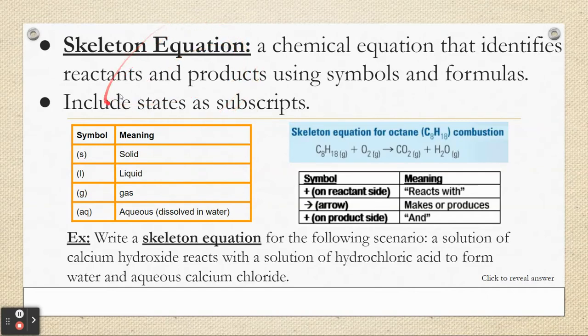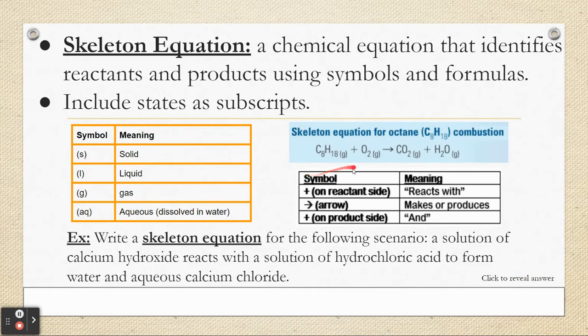And then we'll also do some examples of writing what's called a skeleton equation. So a skeleton equation is where rather than use words, you use the symbols and formulas of the reactants and products. And here is where you can actually include the states as subscripts. So remember, S is solid, L is liquid, G is gas, and AQ is aqueous, meaning dissolved in water.